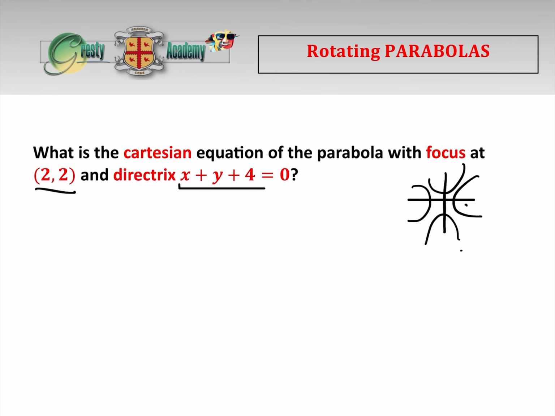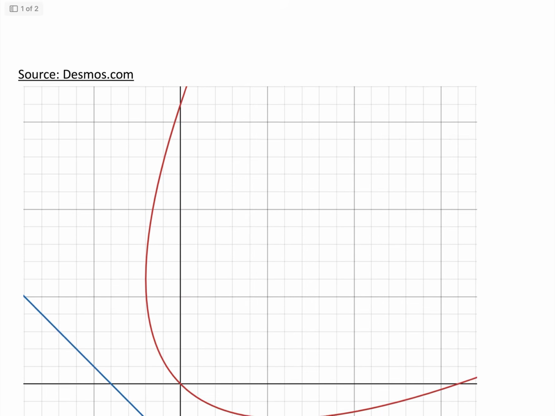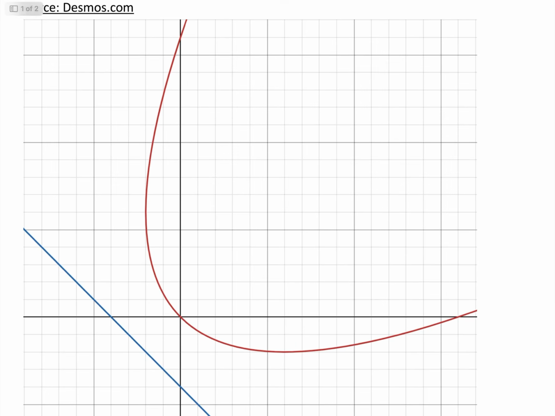It will be a different form, with an axis which is not horizontal or vertical. Okay, so let's have a quick look at it. This is from Desmos.com. Thank you to them. So here we have the directrix x + y + 4 = 0, which is the same thing as y = -x - 4.